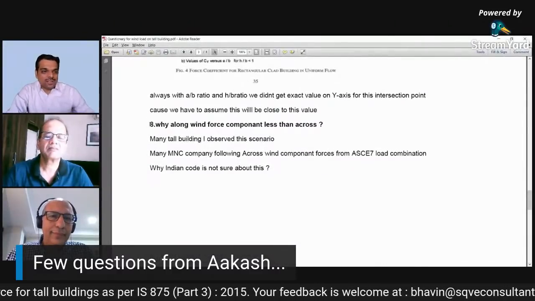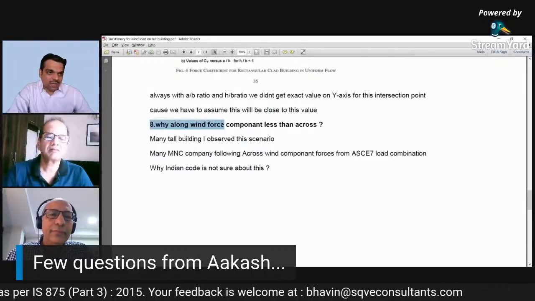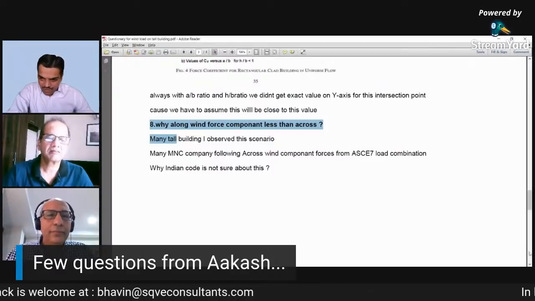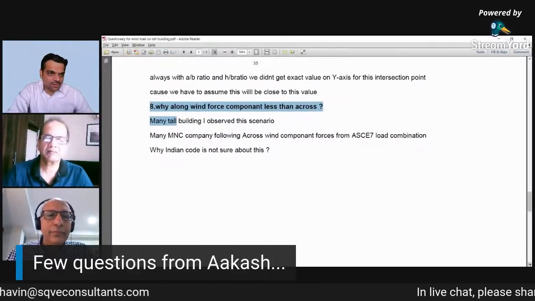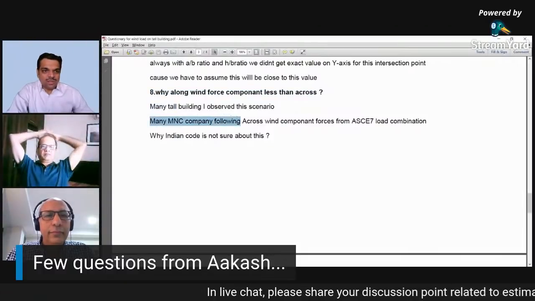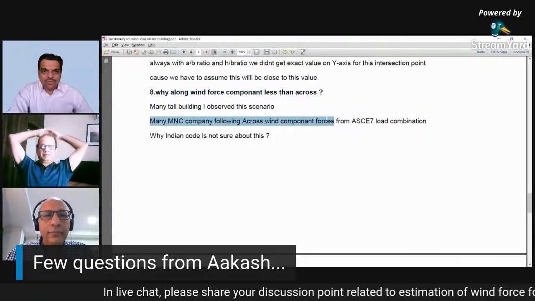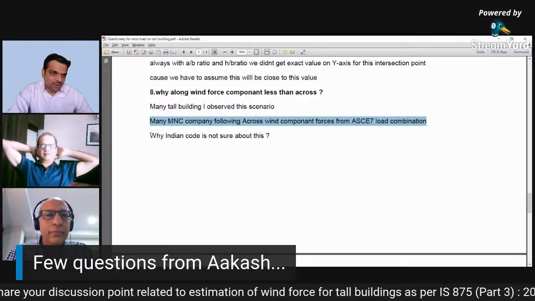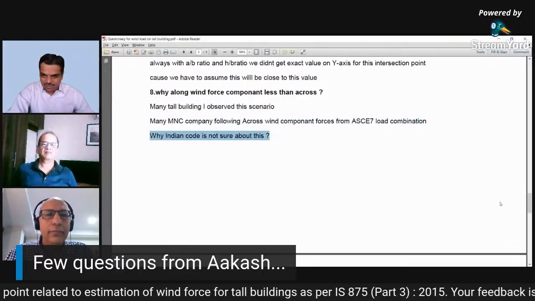Okay, I think this is the last question from inside. Why is the along wind force component less than the across wind force? Another point: what is making that many MNC companies follow across wind component forces from the ASCE 7 load combination? Why is the Indian code not sure about this?